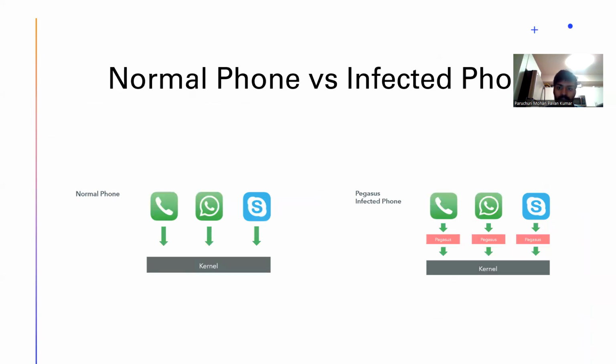So how will a normal phone versus an affected phone behave? In a normal phone, the data and everything has contact with the kernel. But in a phone affected with Pegasus, if there is a phone call, it first runs the Pegasus software, and then it goes to the kernel. Similarly in WhatsApp, when we get messages, they go to the Pegasus code, which sends them to the attacker, and then to the kernel. The same thing happens with Skype.